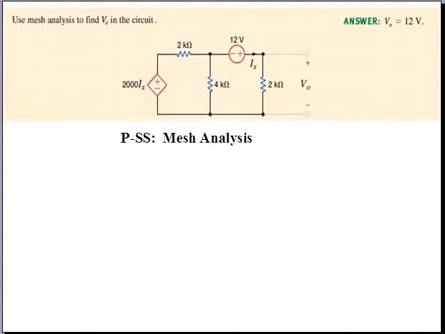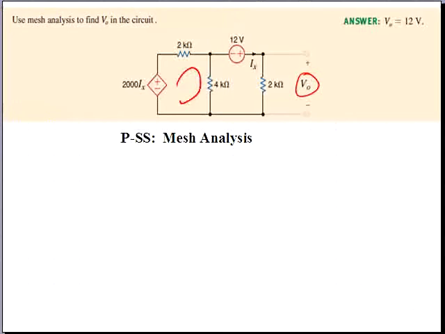This is Learning Assessment Problem 3.19. The problem-solving strategy to be applied here is that of mesh analysis. We're asked to find the voltage V sub O appearing across this 2K resistor.